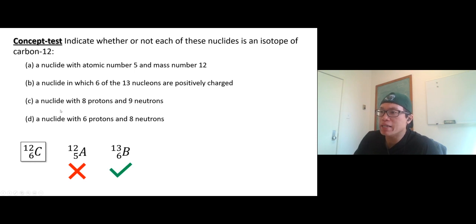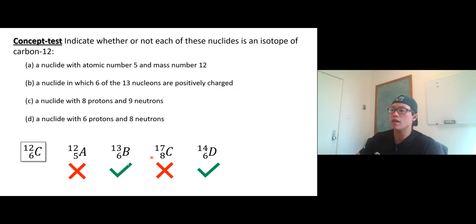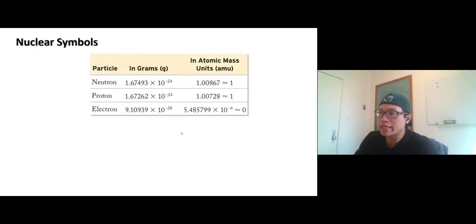Now C, a nuclide with 8 protons. That's oxygen, 8 protons. I'll just use element C. So 8 protons, a totally different element from carbon 6. So that's not an isotope of carbon 12. And the last one, a nuclide with 6 protons, 6 neutrons. Of course, 6 protons, that's also carbon. This is carbon 14. We got carbon 13 and carbon 12. Okay. All right, let's talk about nuclear symbols.